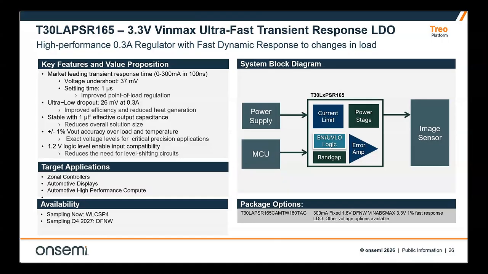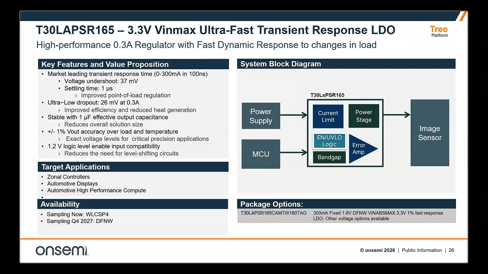The voltage undershoots by just 37 millivolts and settles within only 1 microsecond. So the point-of-load rail stays tight even under sudden demand. That's a real advantage for image sensors and processors that switch states very quickly. On top of that, an ultra-low dropout of just 26 millivolts at full load keeps efficiency high and heat generation very low. The part also remains stable with just 1 microfarad of effective output capacitance, which helps shrink the overall solution size.